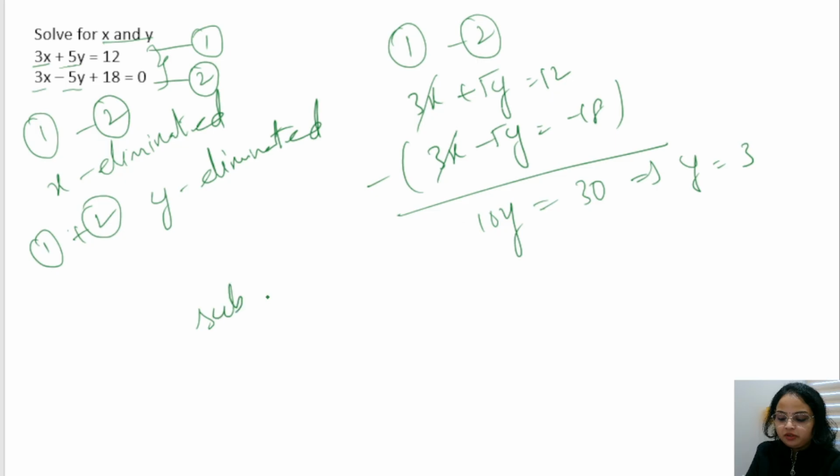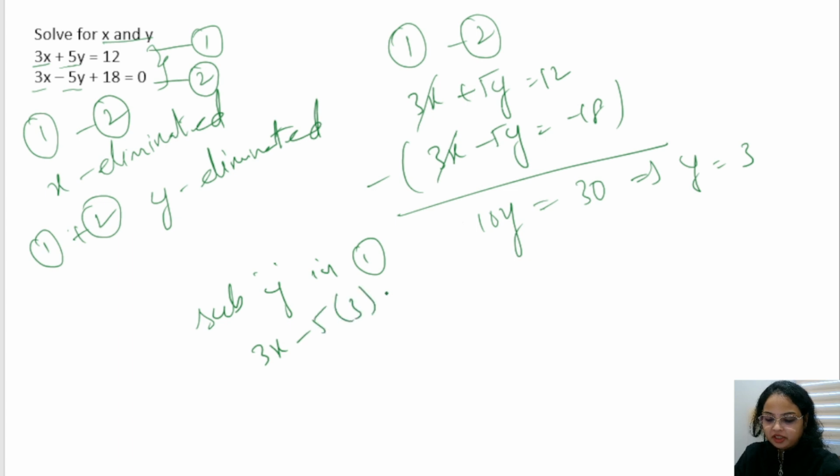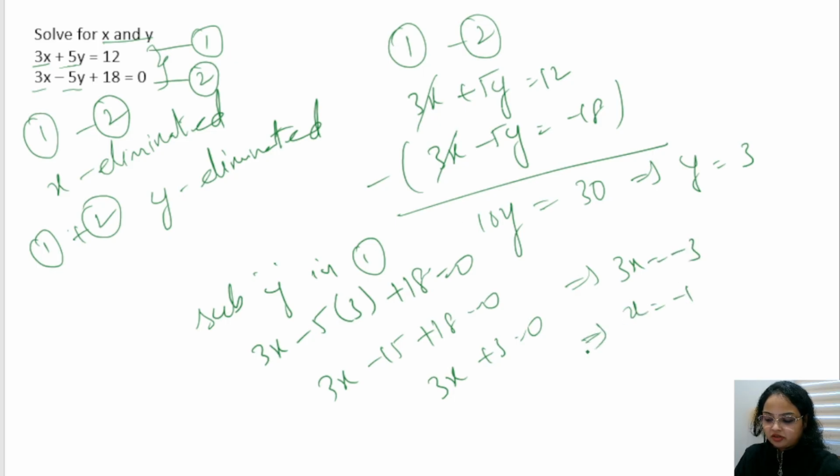I am substituting y value in first equation. I get 3x minus 5 into 3 plus 18 is equal to 0. So 3x minus 15 plus 18 is equal to 0. 3x plus 3 is equal to 0. I'll get 3x is equal to minus 3. x is equal to minus 1. So the values of x and y are minus 1 and 3.